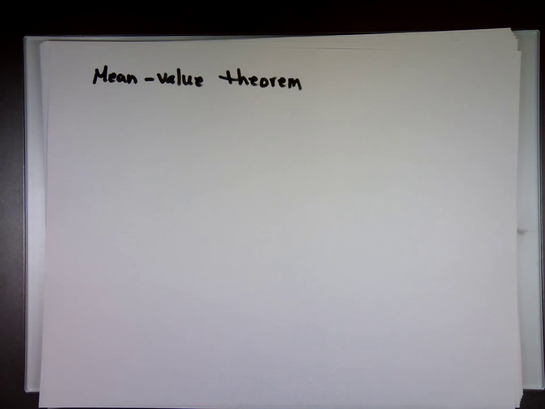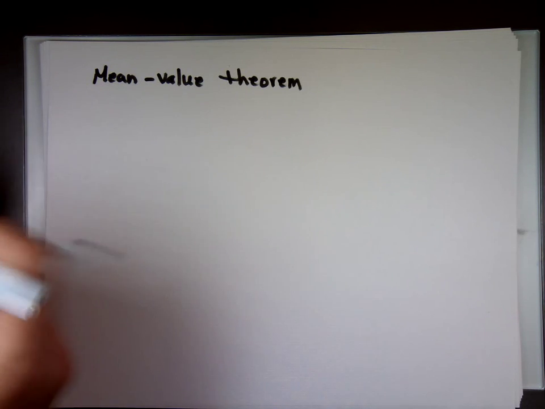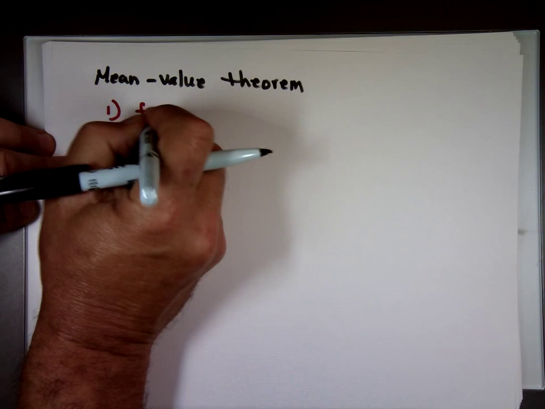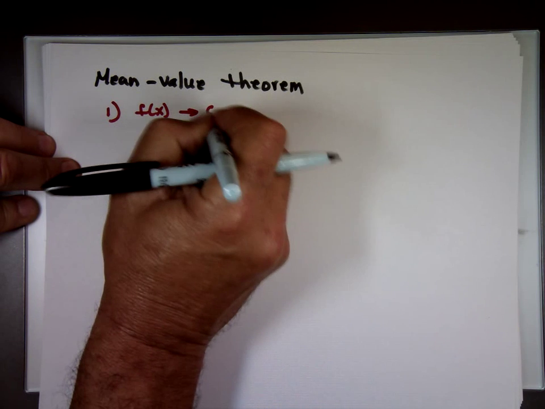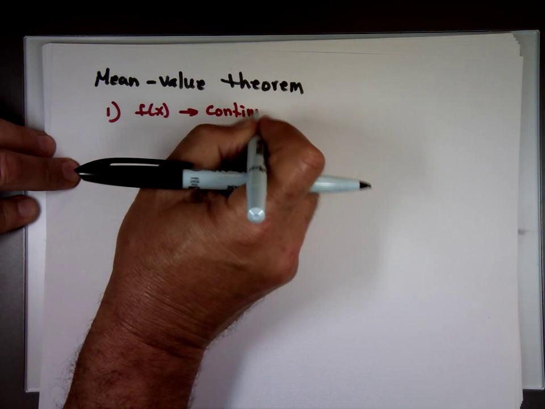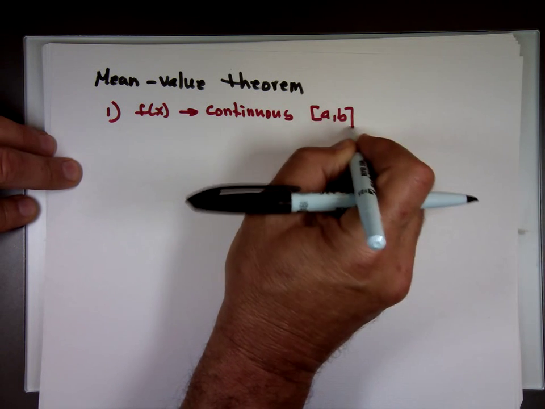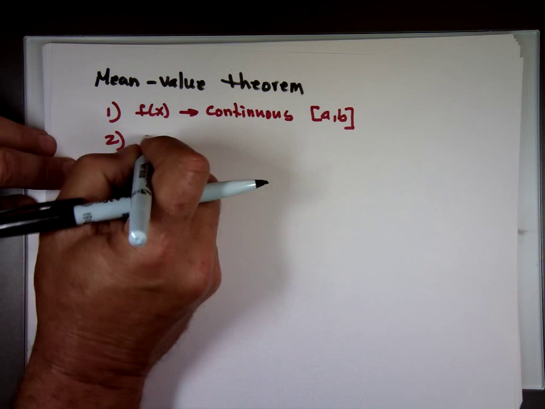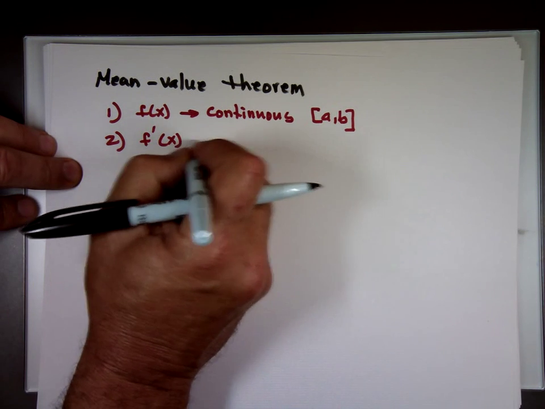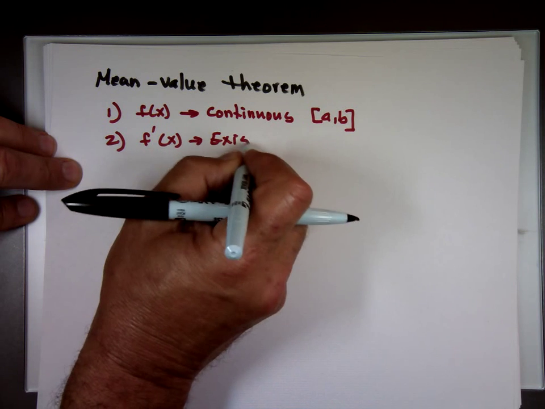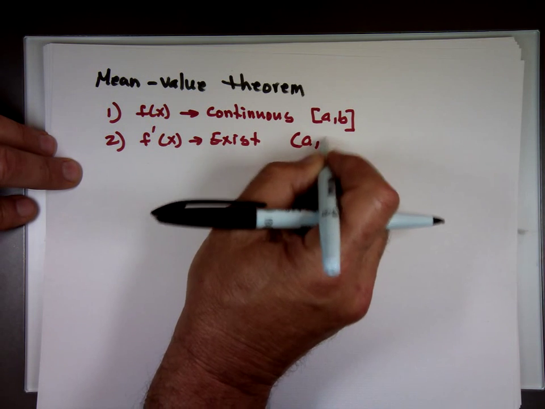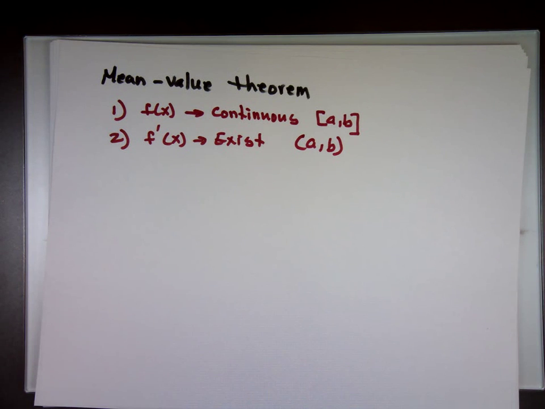Now, a little bit different than the other one. The first two conditions are the same. F of x has to be continuous from A to B. The derivative must exist from A to B. The third condition, f of A does not have to equal f of B. There's no mention about that. They could be, they don't have to. So if they are equal, that's fine. If they're not equal, that's fine.